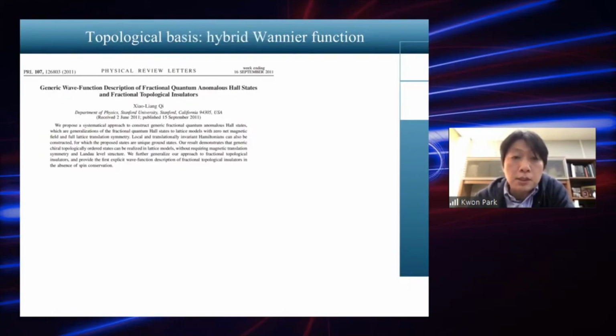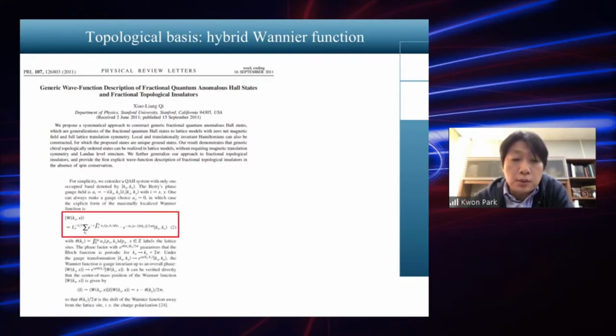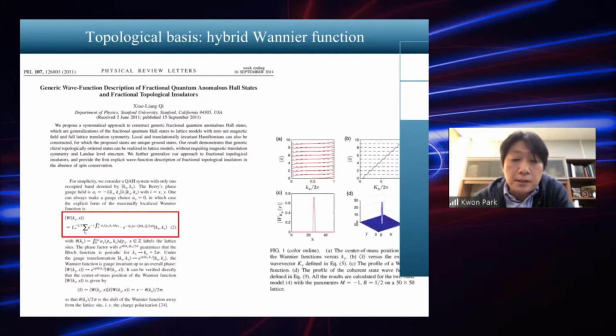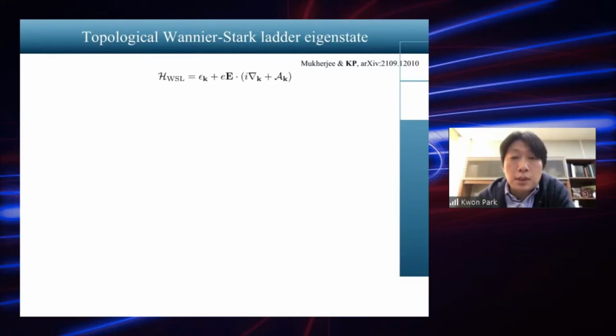I'd like to mention Shalom's idea about the topological basis, which is the hybrid Wannier function, which is this one. I don't have time for the details, but basically this basis behaves very similar to the Landau eigenstate, which is a plane wave in one direction and a Gaussian wave packet in another direction, and the packet center position is correlated with the momentum in the perpendicular direction. So if you change the momentum in the perpendicular direction, then the center position moves on the sine wave. That's exactly the Landau eigenstate.